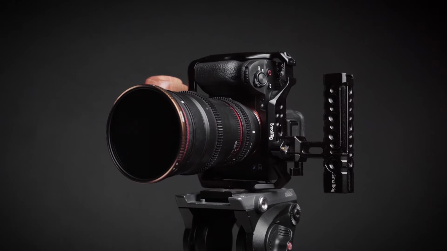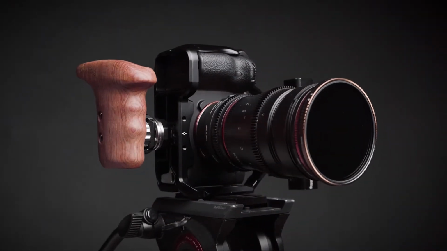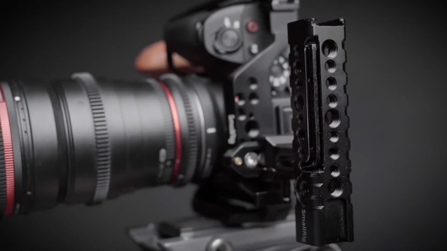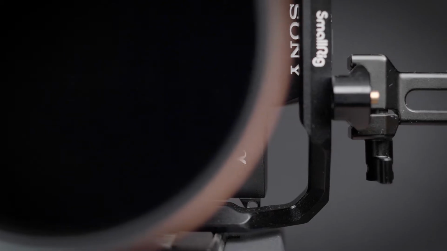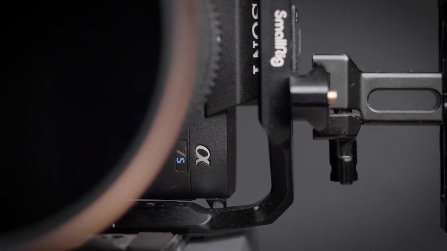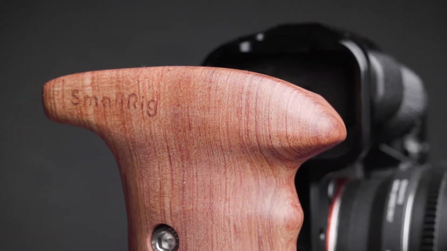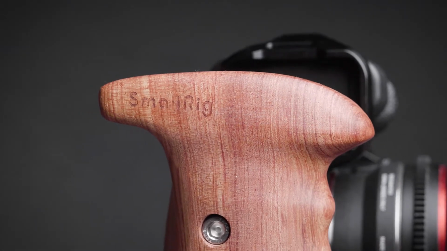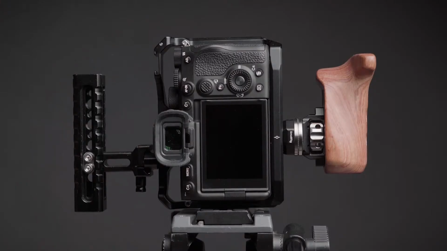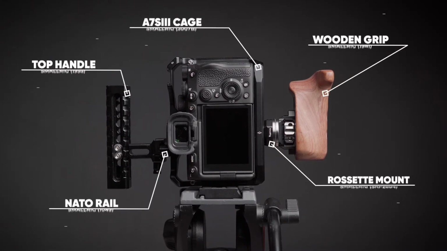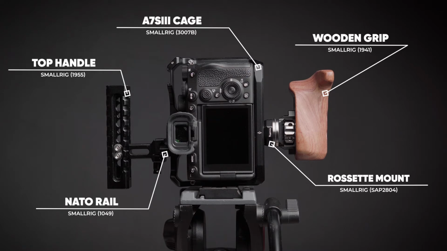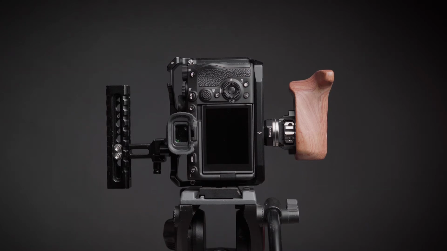I currently shoot with the Sony A7S3, so this firstly required a cage. I then took what is meant to be a top handle and attached this to one side using a mini NATO rail. On the opposite side, I then connected a wooden grip to a rosette mount. This combination gives me a very solid camera to work with. As you can see, all of these parts are made by SmallRig. I tend to stick with SmallRig accessories because of how cheap they are in relation to their build quality, and I've never had an issue with any of their parts.